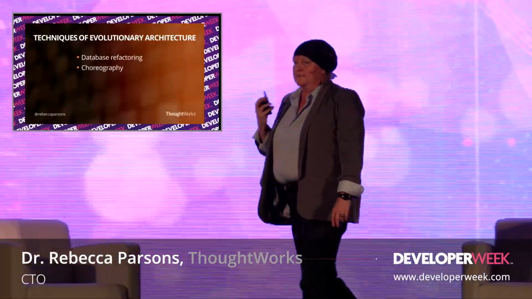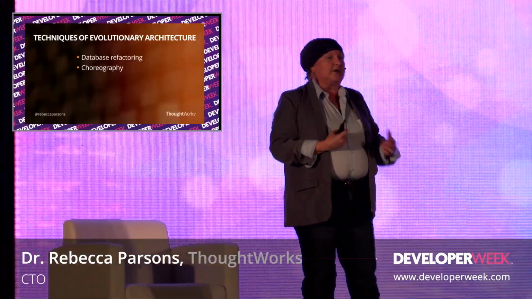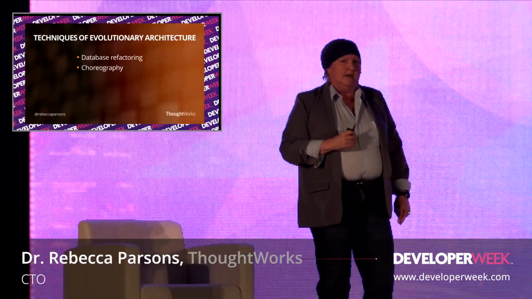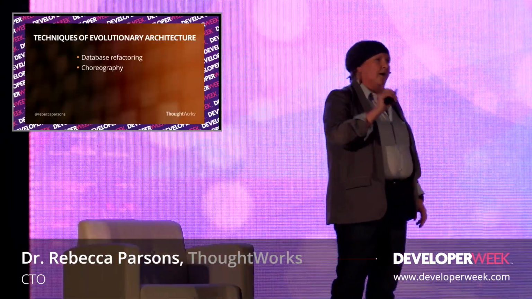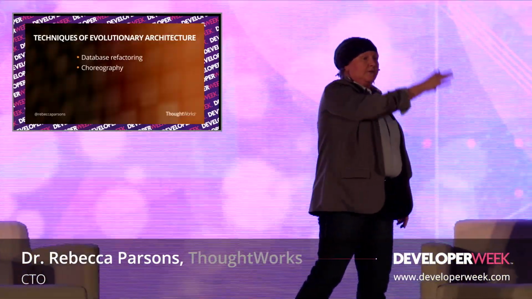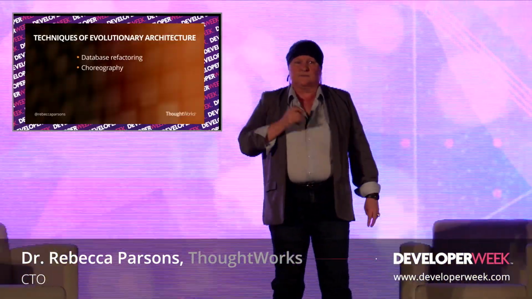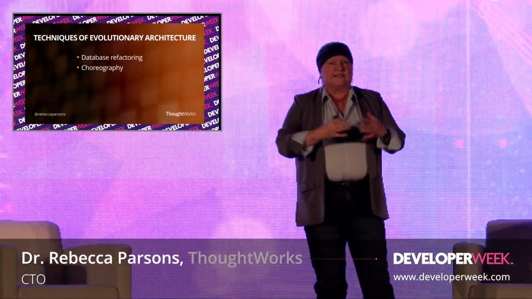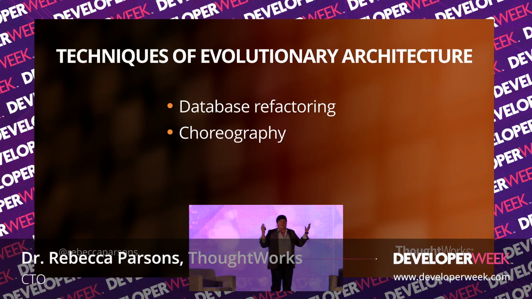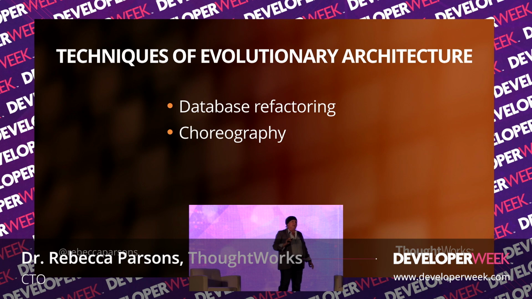Choreography. This comes into play a lot when we start to think about, for example, microservices architecture. And this is as distinct from orchestration. In orchestration, you have a conductor who is in charge of everything. And that simplifies a lot. But what happens if the conductor falls off the stage? Everything stops.